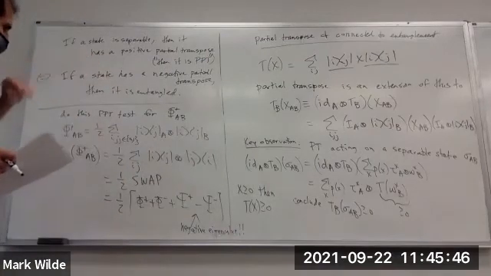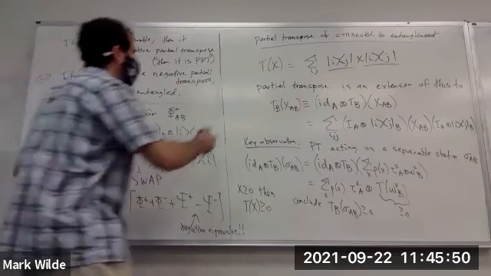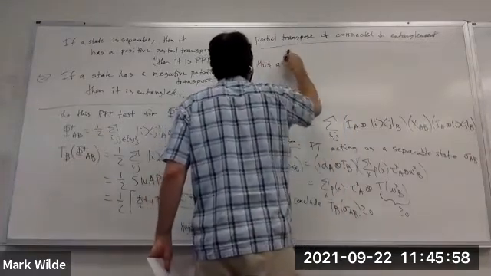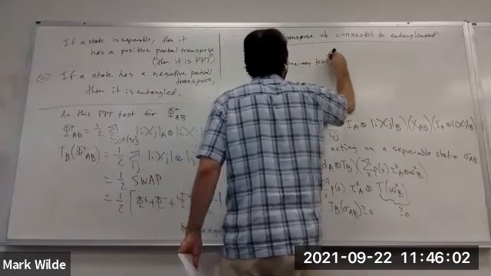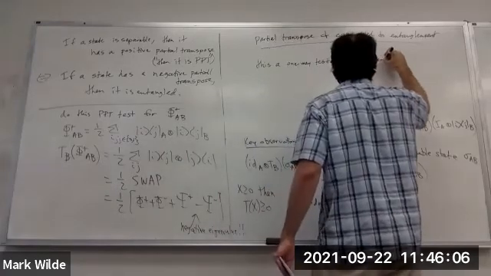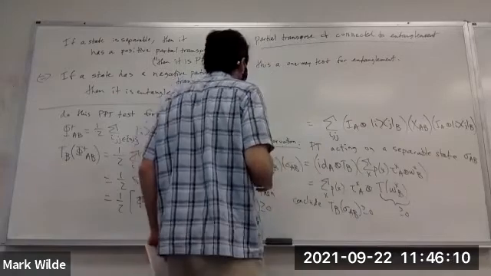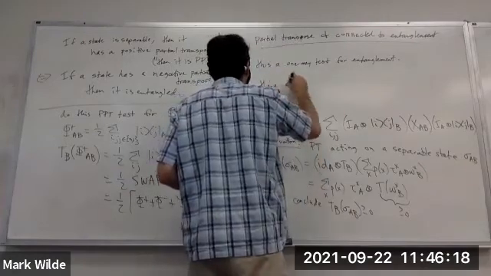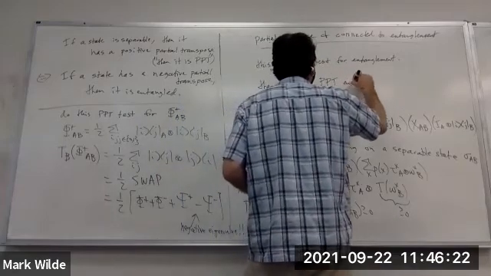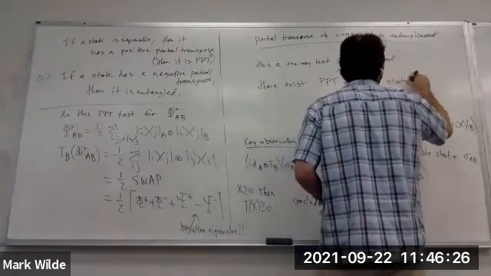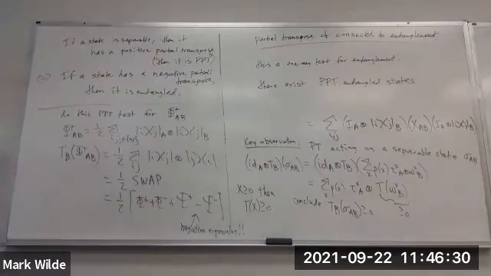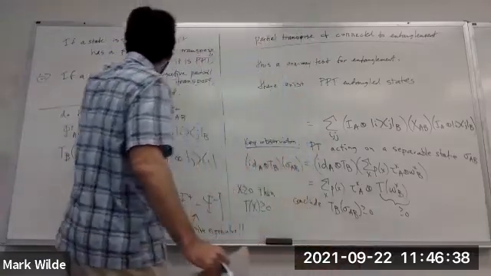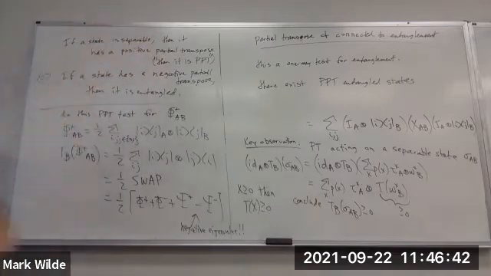So let me emphasize this is a one-way test for entanglement. It does not identify all entangled states, because there exist what are called PPT entangled states. That means there are some states, tricky as they are, that are entangled, but when you do this test, you still get a positive partial transpose, and then we can't conclude anything from this.